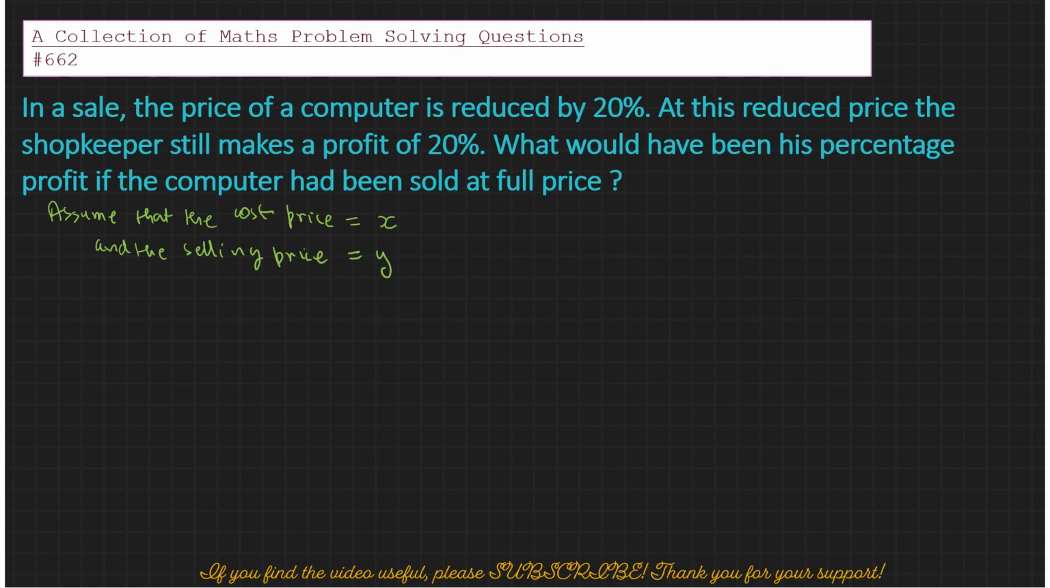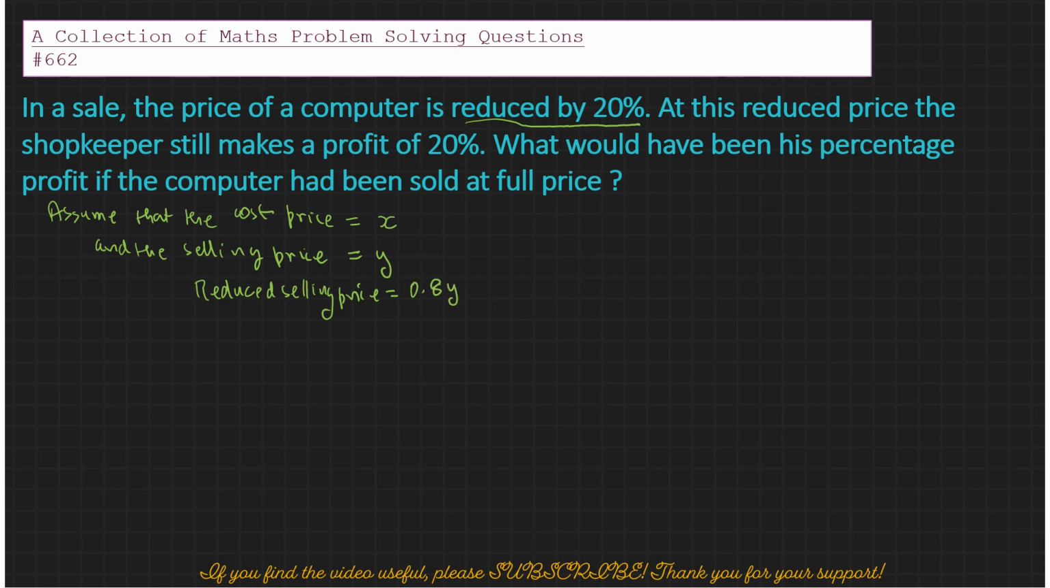So now they're saying the price of the computer is reduced by 20%. So the selling price would go down by 20%. So the reduced selling price would be down by 20%. So it's 80%, so 0.8y.